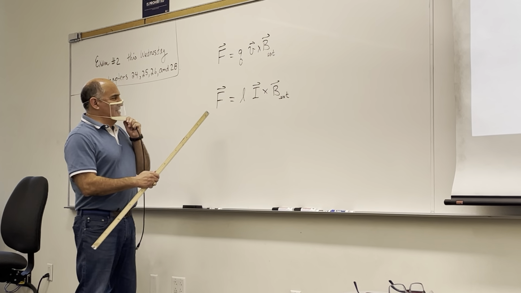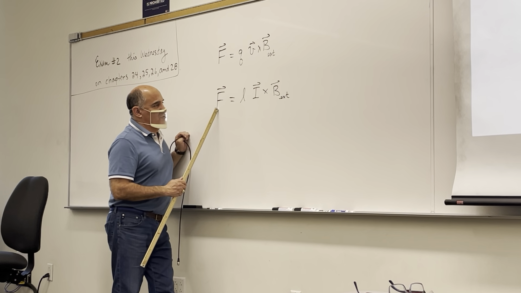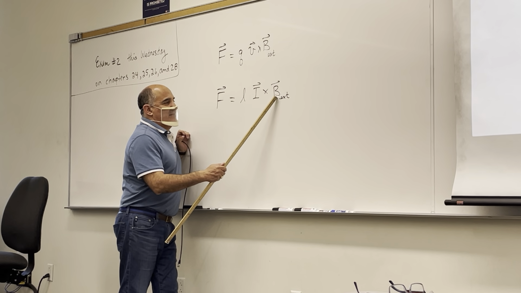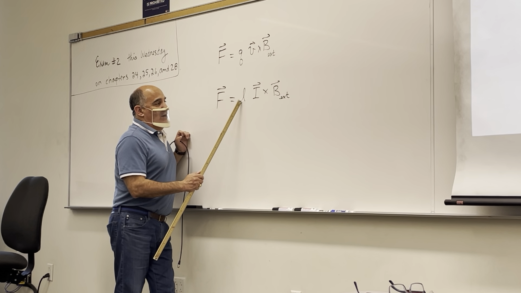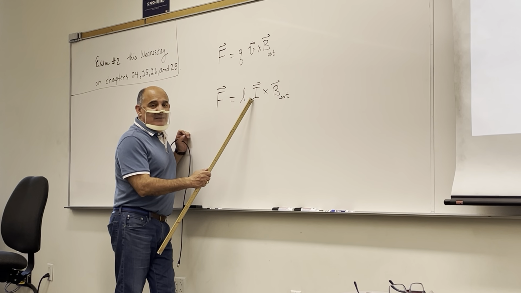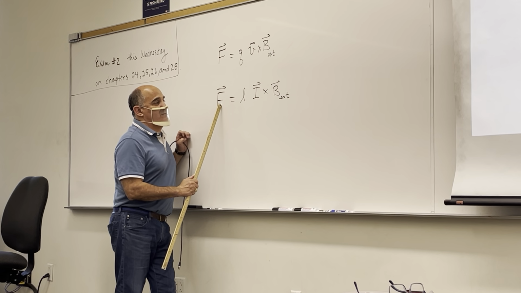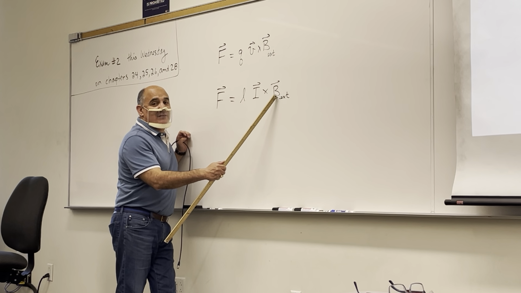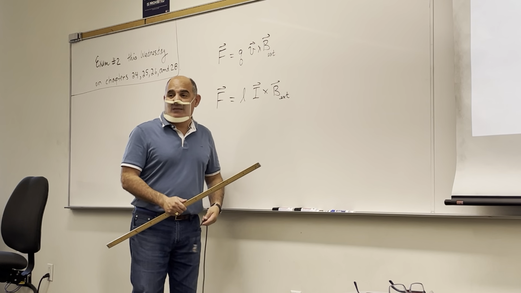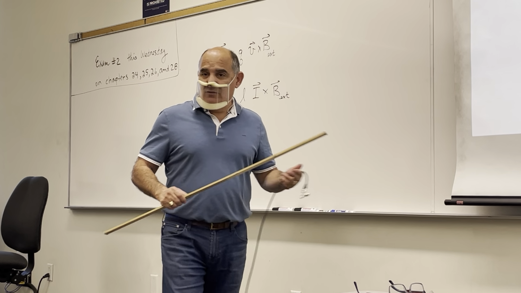So, this is the expression for the force exerted by an external magnetic field on a straight wire of length L when the wire has a current I in it. And this force is not going to be zero as long as this current is not in the same direction or in the opposite direction as the magnetic field that it's sitting in. Right, so that's the message there.